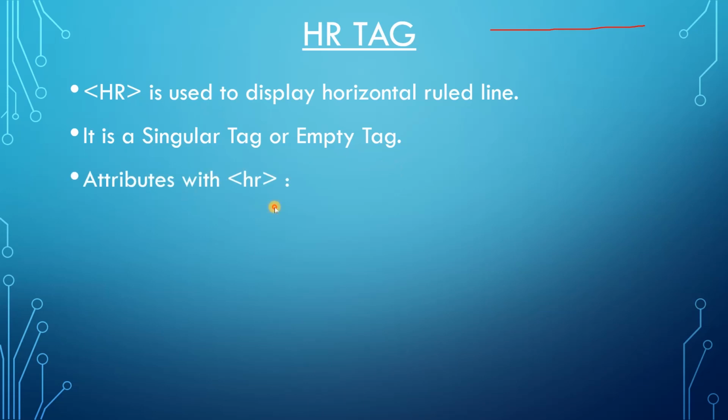Attributes with HR tag. Now there are different attributes with the HR tag. Let us see them one by one. The first one is color.